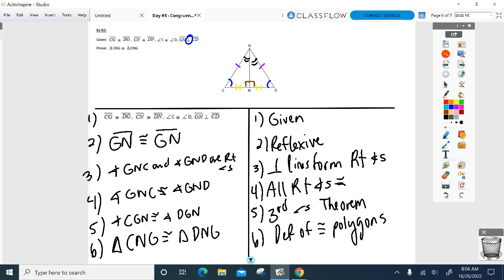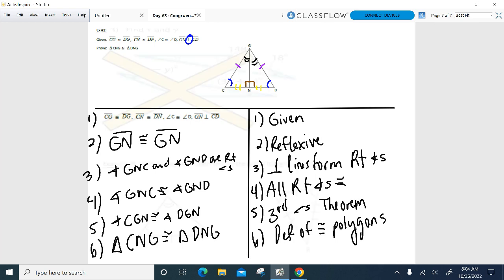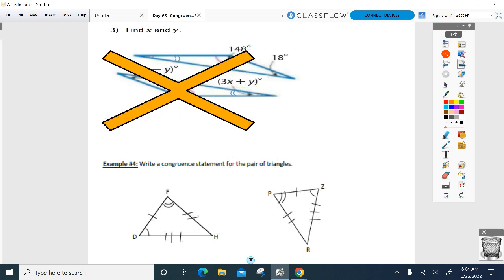Questions? Again, please never use third sides theorem. Never will be a thing. And then we got one more. Yep, one more question.